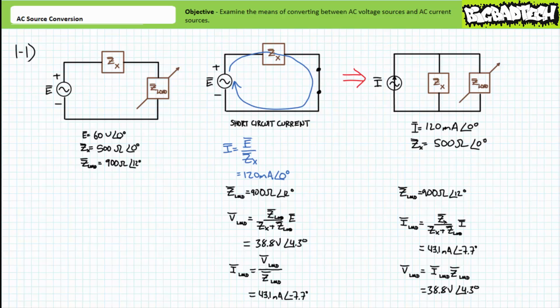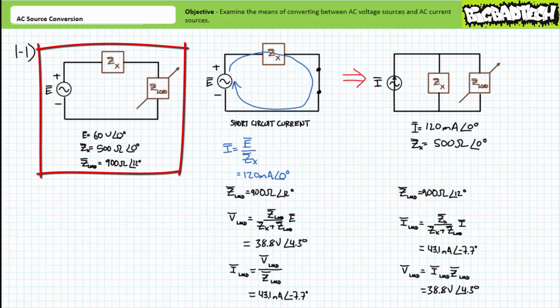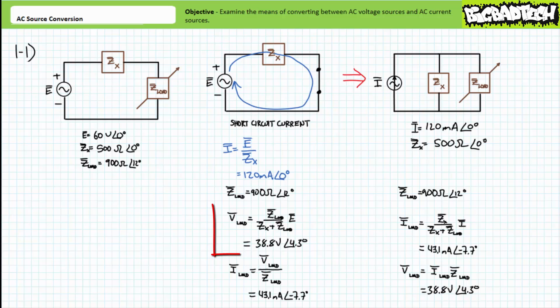As proof of this equivalency, our original configuration is a perfect setup for the AC voltage divider rule. We know applied voltage, and we know both impedances in a series combination of two elements. An application of the AC voltage divider rule demonstrates voltage across the variable load impedance currently set at 900 ohms at an angle of 12 degrees will be 38.8 volts at an angle of 4.3 degrees. A subsequent application of Ohm's law demonstrates current through the variable load impedance will be 43.1 milliamperes at an angle of negative 7.7 degrees.